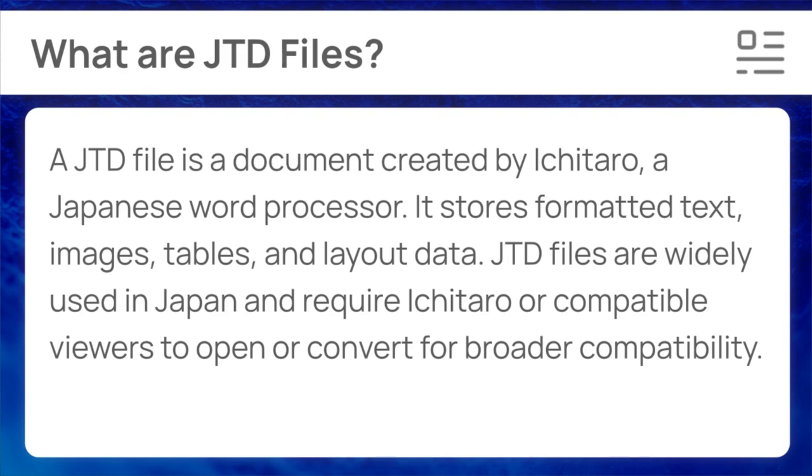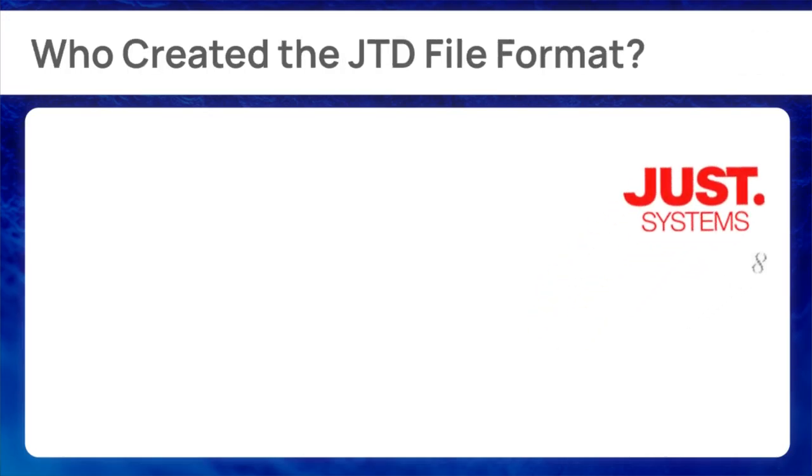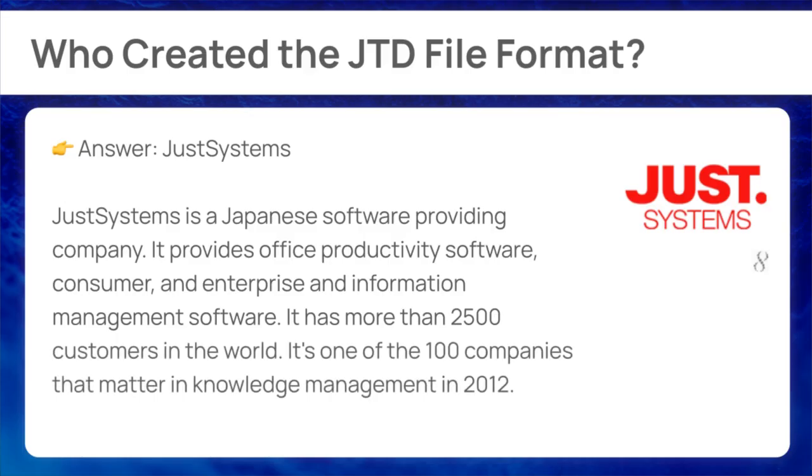The JTD file is the proprietary word processing document format native to Ichitaro, Japanese word processor. It holds text, formatting, and layout information tailored specifically for Japanese language typography and document standards. Developed by JustSystems, the format is closed source and focused on complex East Asian language requirements.